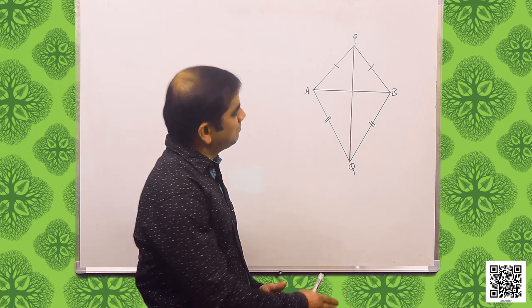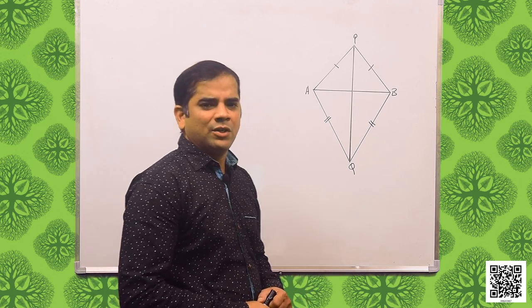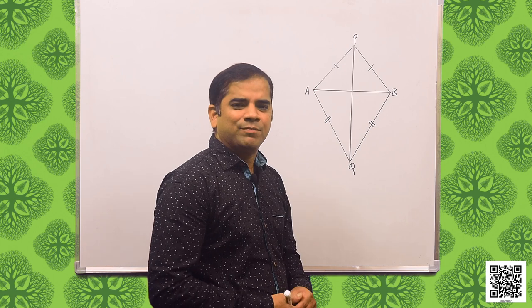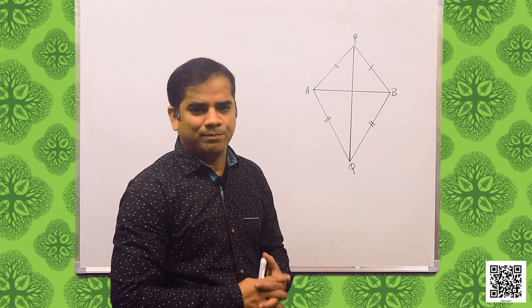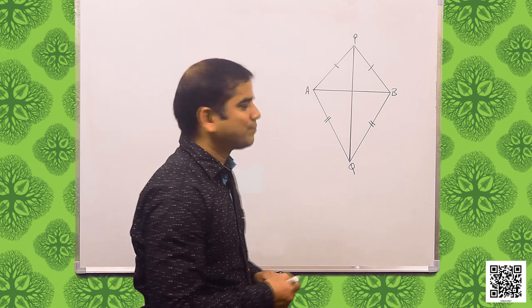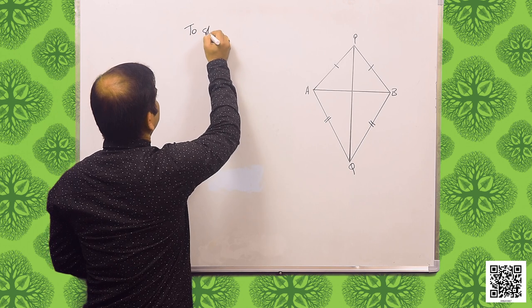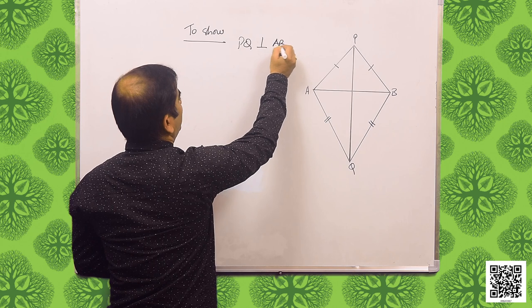So students, as it is given in your diagram, I have drawn the same diagram over here. So, what is given? It is given that PA is equal to PB, and QA is equal to QB. And we have to show that PQ is perpendicular to AB and PQ bisects AB.